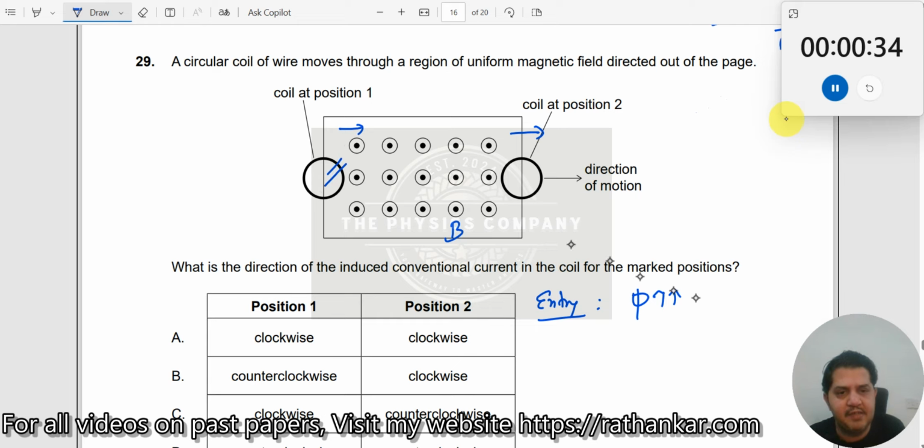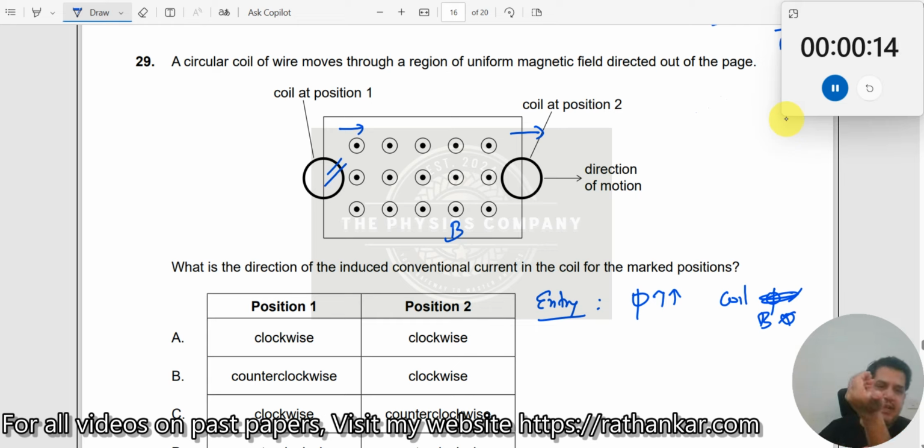So when it opposes it, what does the coil do? Coil produces a flux which is in the opposite direction, so the magnetic field should be directed inwards. Magnetic field, it will direct it inwards over here. When the magnetic field is directed inwards to the plane, the coil should have a current flowing in a clockwise direction. So this should be clockwise over here. So this should be your CK.